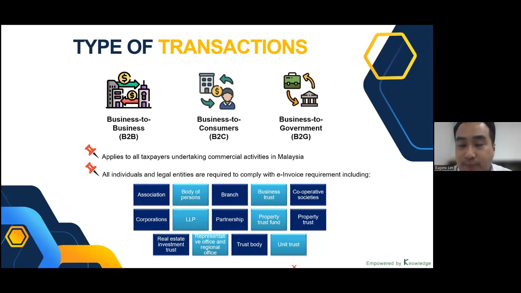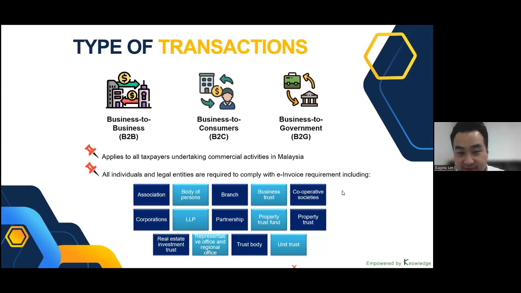Then how about C2B? Consumer to the business, or consumer to the agents, or consumer to the IO Raya or Shajida. Is that possible? C2B. Maybe you can share later on the charts. For C2B, when the company acquires something from a person not doing business, in that case the company is required to prepare a self-billed e-invoice. So this is something you need to take care of.